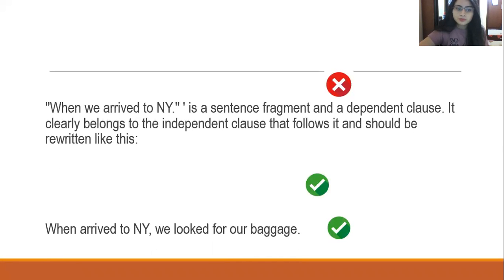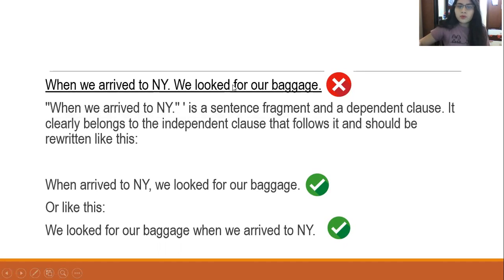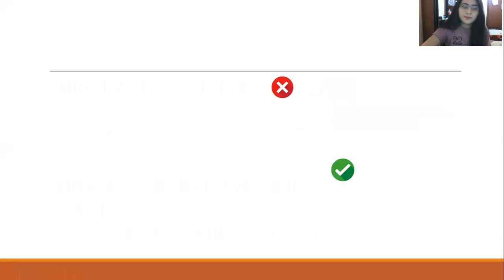For example, when we arrived to New York, we looked for our baggage. "When we arrived to New York" is a sentence fragment and a dependent clause. It clearly belongs to the independent clause that follows it and should be rewritten like this: "When we arrived to New York," add a comma, "we looked for our baggage." Or like this: "We looked for our baggage when we arrived to New York." Both of them are correct.